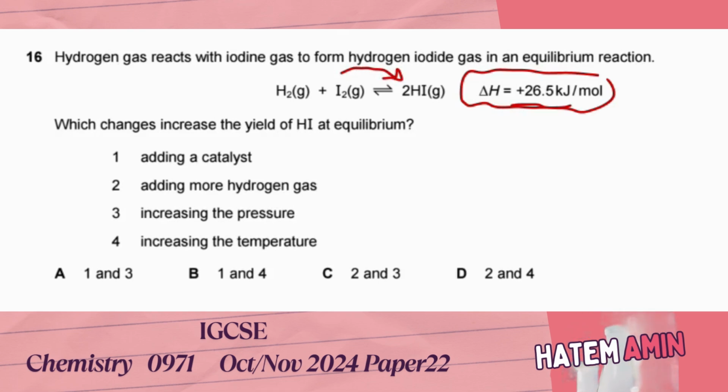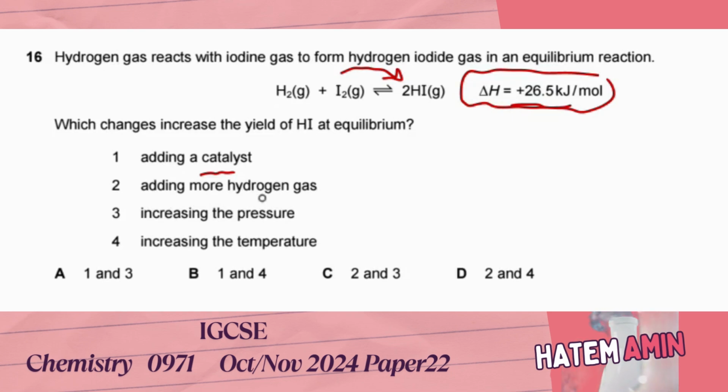So which changes can shift the equilibrium to the right side? Okay, the first one, adding a catalyst. Can it shift it to the right side? Of course not. Why? Because a catalyst affects both pathways, the forward reaction and the backward reaction. So adding a catalyst will not shift the equilibrium to the right side, but will affect the forward and backward directions equally.